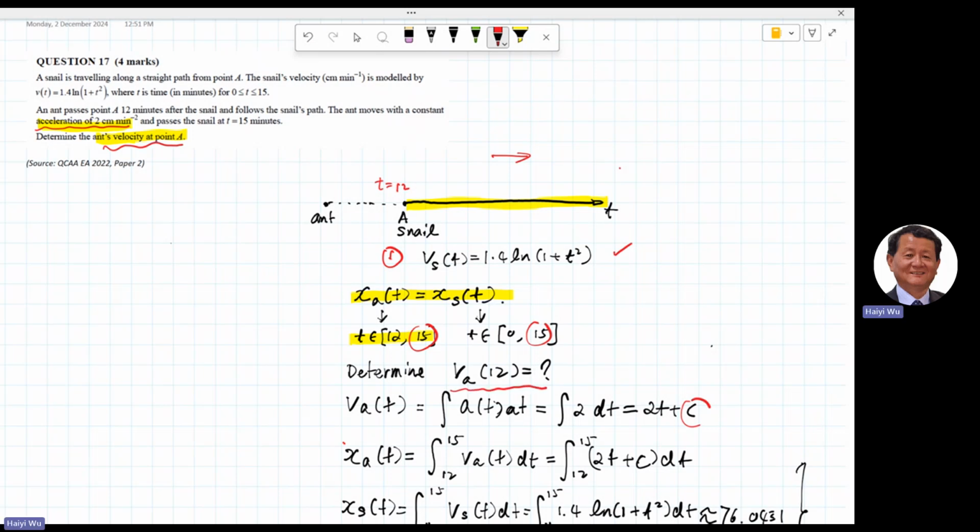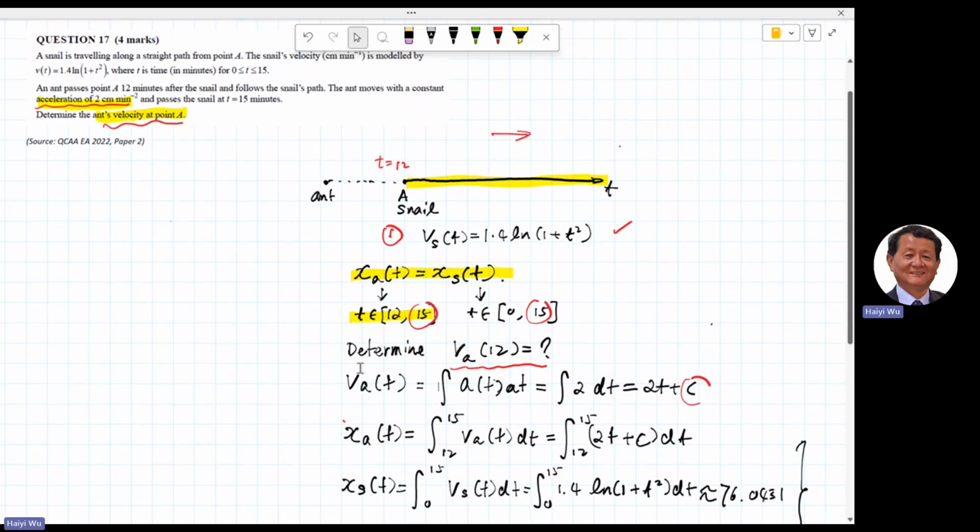I'm going to use the fact that velocity is the integration of acceleration. This is the formula we talked about. The velocity of the ant equals the integration of 2 dt with respect to time, so the answer is 2t plus c. Now we need to determine what c is.